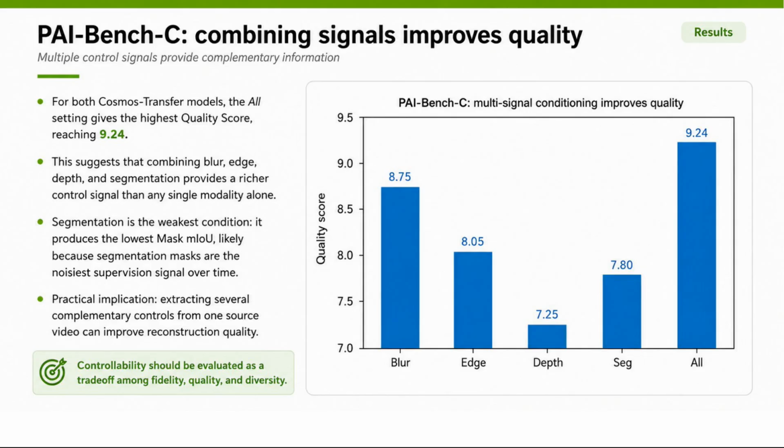The main pattern in PAI-Bench C is that combining signals can improve quality, especially for Cosmos transfer models. In this result, the all setting gives the highest quality score, suggesting that blur, edge, depth, and segmentation carry complementary information. At the same time, the benchmark exposes limitations. Segmentation is often the weakest condition, likely because segmentation masks can be noisy over time. This track therefore measures not only ranking, but also trade-offs among fidelity, quality, and diversity.